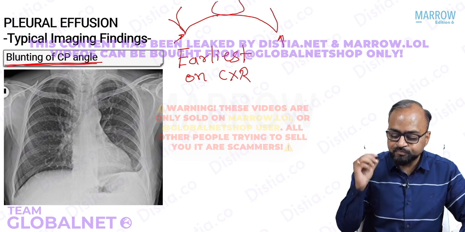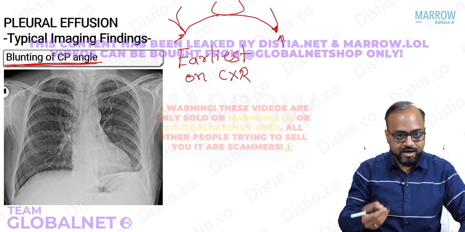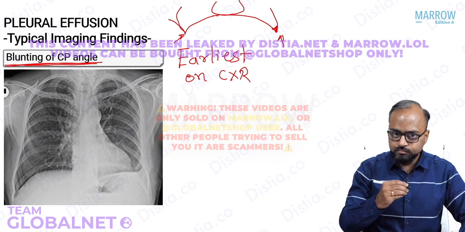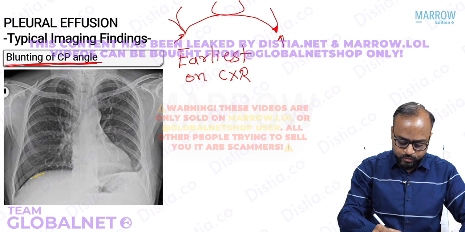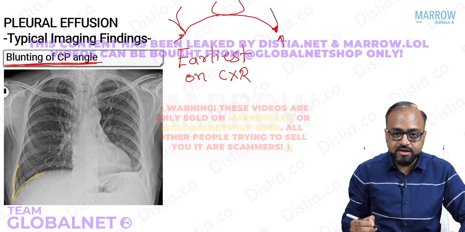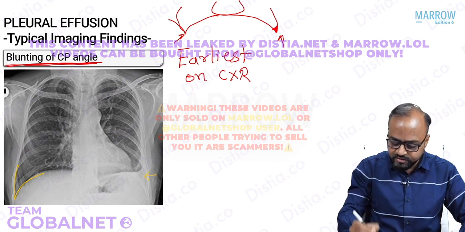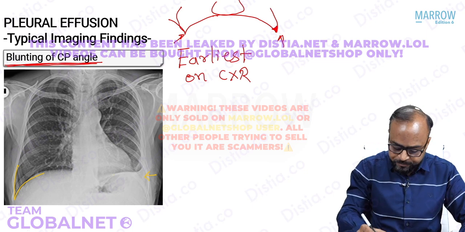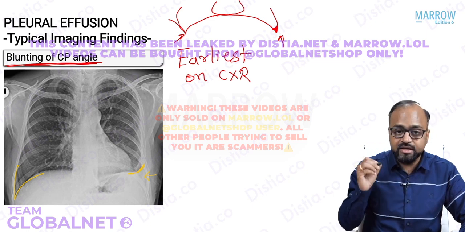This is where the heart is. So these are the CP angles. Now if one CP angle gets blunted like this, it is because there is fluid accumulating in that CP angle. So look at this particular radiograph. Now in this radiograph, look at the right side. You can see a nice sharp and acute CP angle there. As compared to it, if you look at the left CP angle here, the left CP angle appears blunted. Why? Because there is fluid in the left CP angle there.